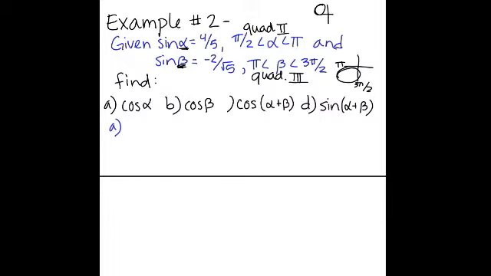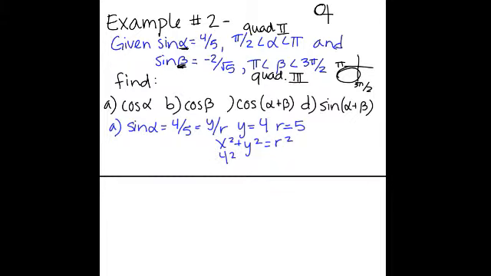Okay, so for A. I know that the sine of alpha is 4/5, which is your y over your r. So your y is 4, your r is 5. Okay, so you can use x squared plus y squared equals r squared.